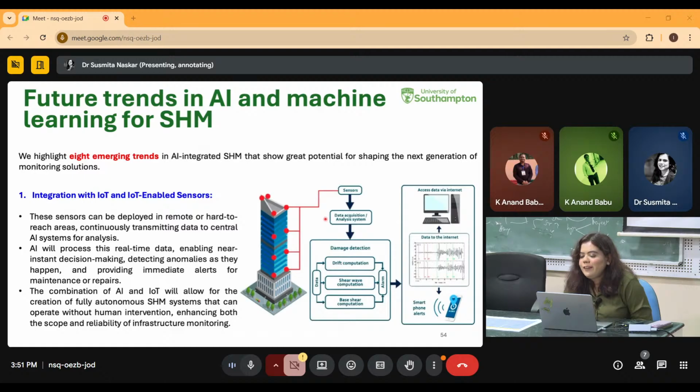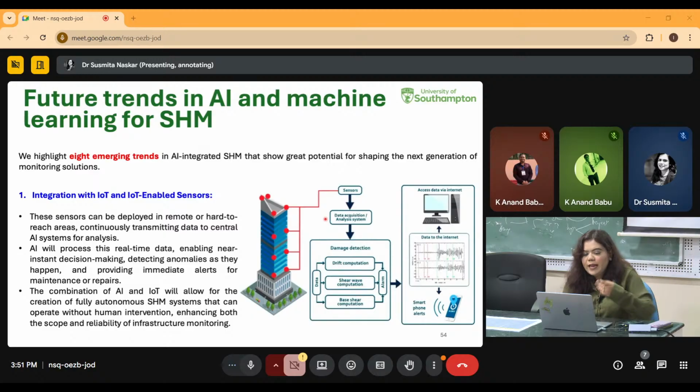So preventing the failure before they happen. So that's how it works. And the combination of AI and IoT is quite a great combination that enables the creation of a fully autonomous SHM system. This system can actually operate with little human intervention. Sometimes you definitely need some human intervention, but in most cases, maybe 99% of cases, you may not need human intervention unless something goes wrong, right? And then definitely greatly enhancing both the scope and the reliability of the infrastructure monitoring.